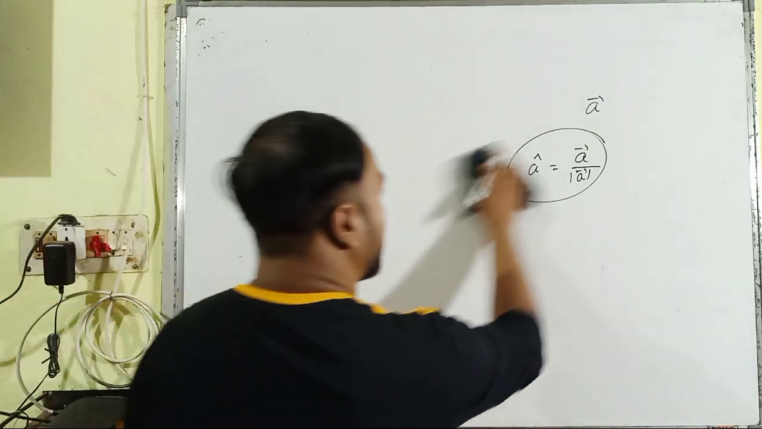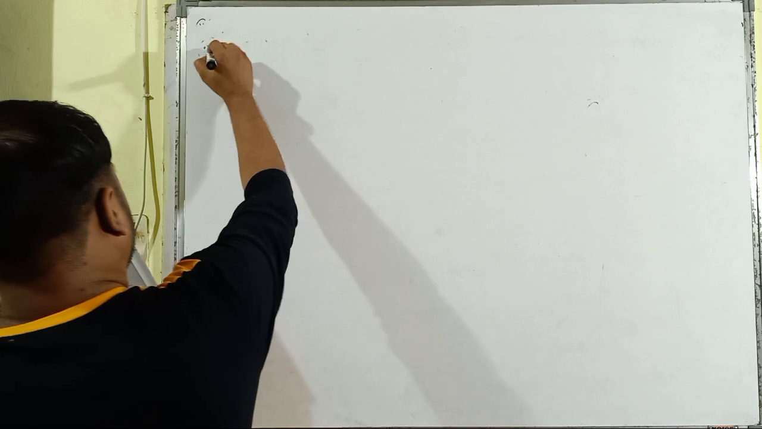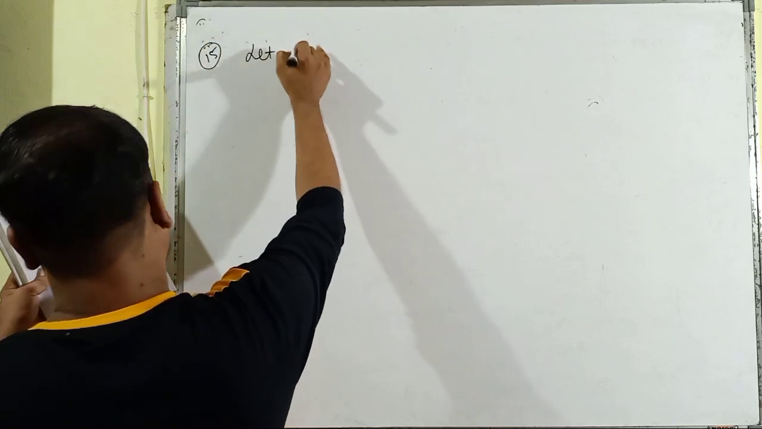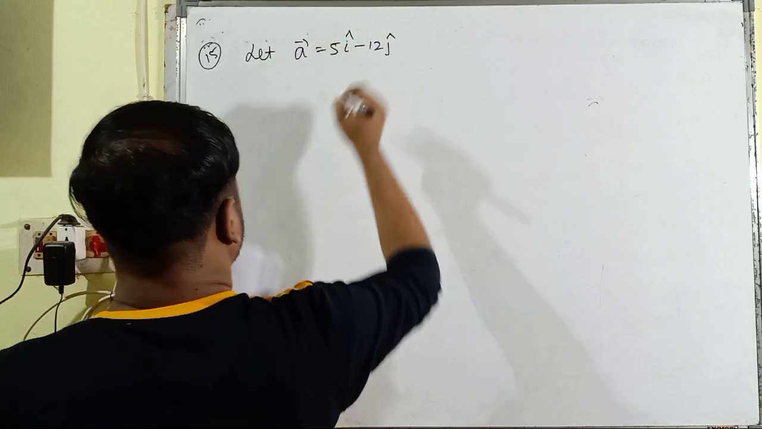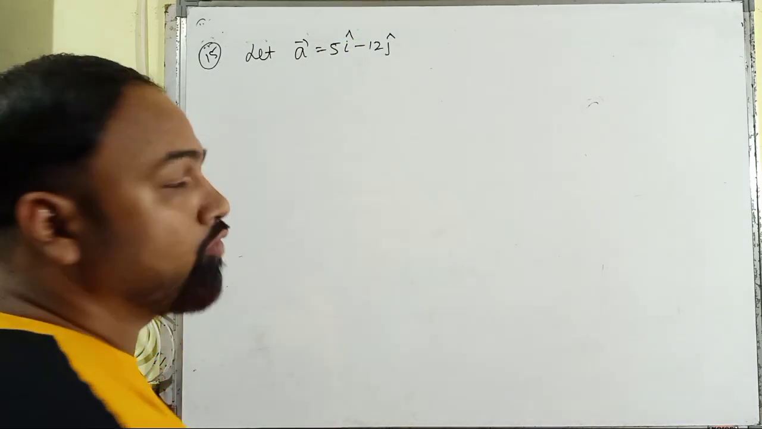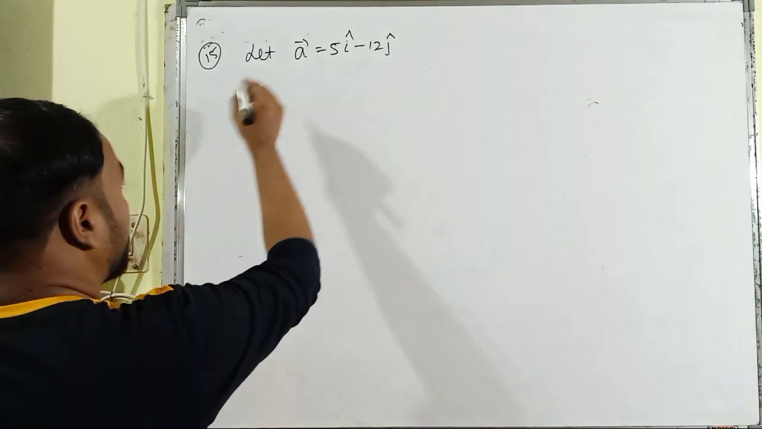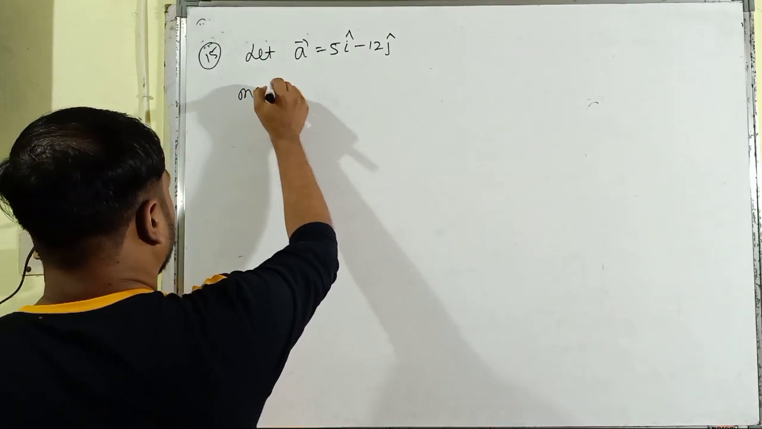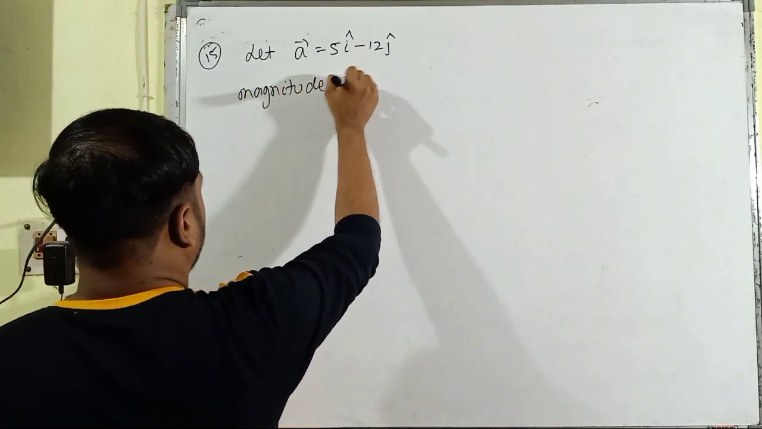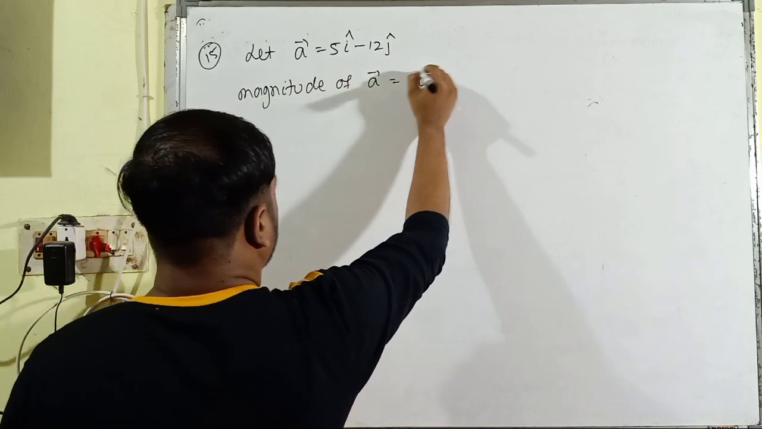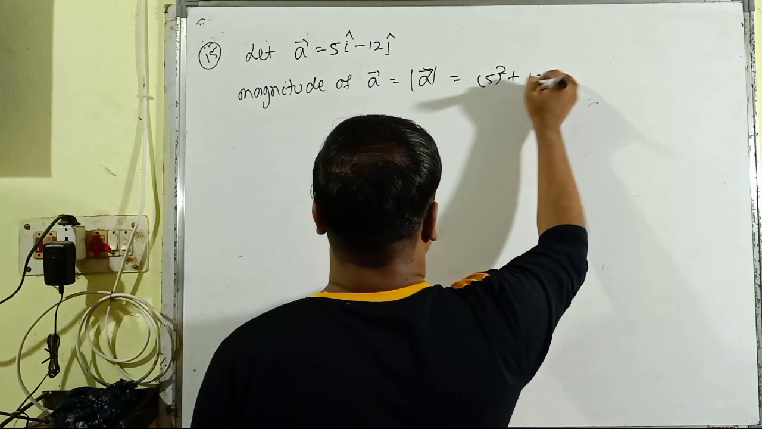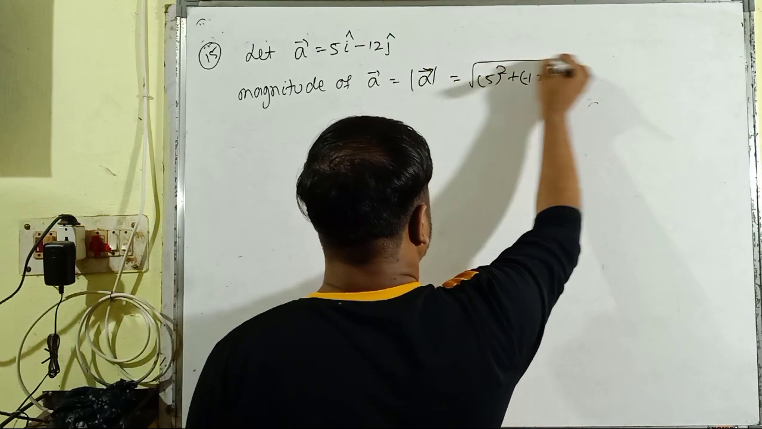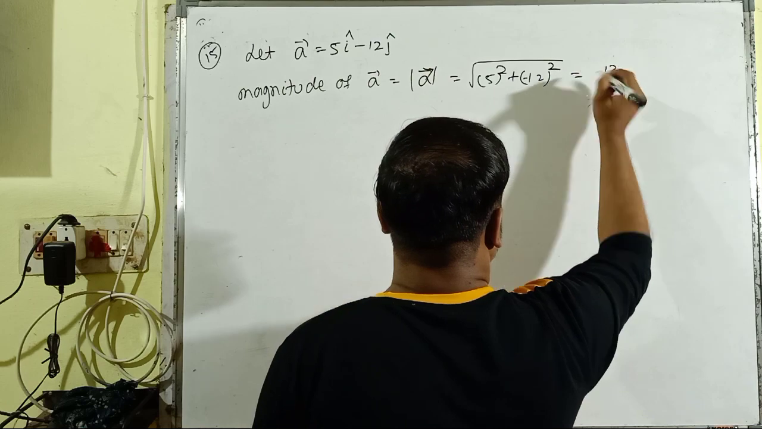So how can we find the unit vector of a given vector? It is the question number 15. Let A vector be equal to 5i cap minus 12j cap. First of all we have to find the magnitude of A vector. Magnitude of A vector is equal to square root of 5 squared plus (minus 12) squared, which is equal to 13.